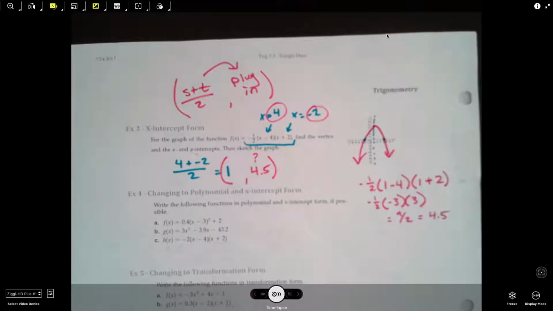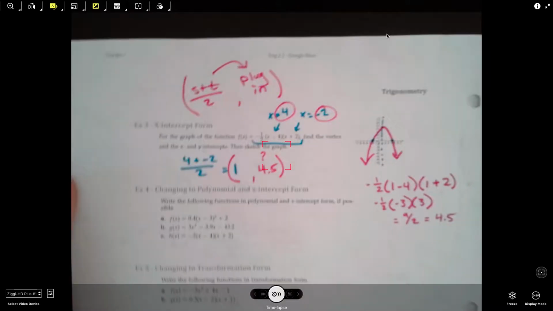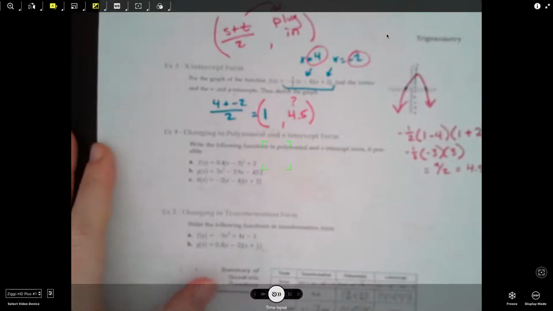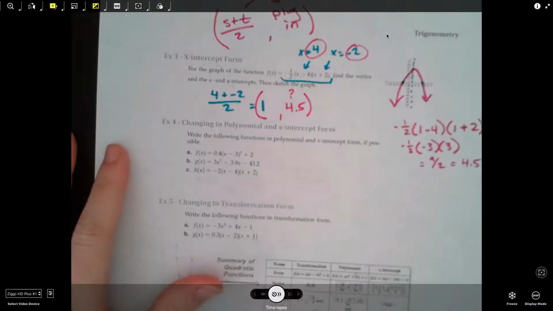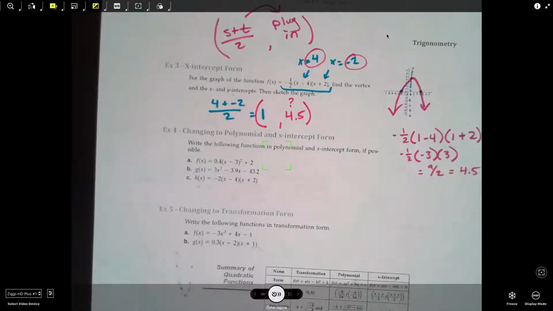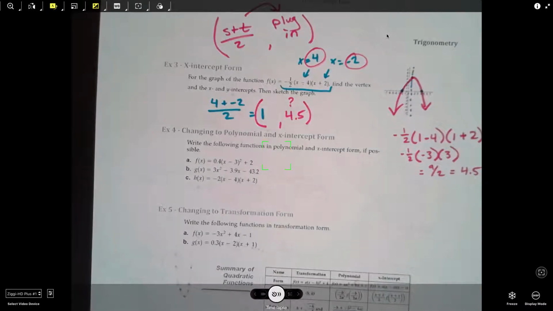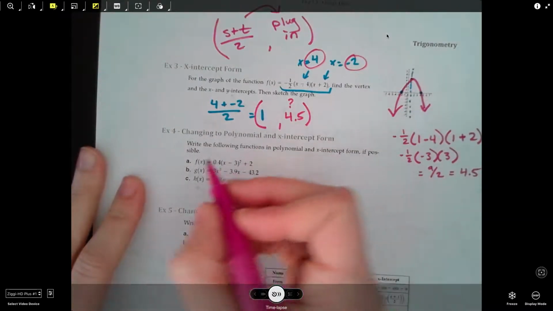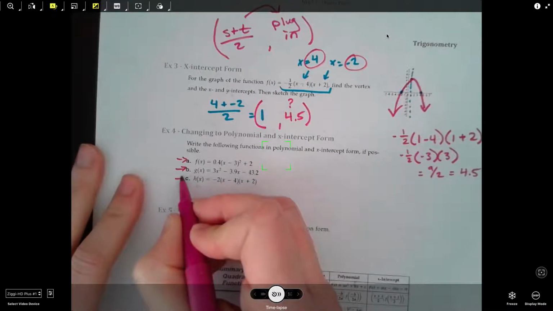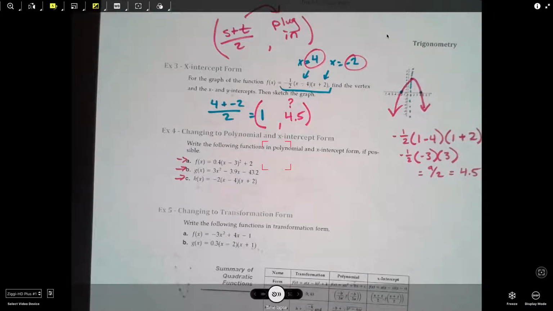Okay, good? All right, I don't know how much of this I'm going to make you do for example 4, because we skipped a lot of this last year because it's kind of meaningless, okay? But I'll talk about it here just real quick. Changing to polynomial and x-intercept form, okay? So basically taking each one of these and they want you to write it in a different form, okay, is what they're having you do, right? Let's just go ahead and label what each one of these is in. So what form is A in?